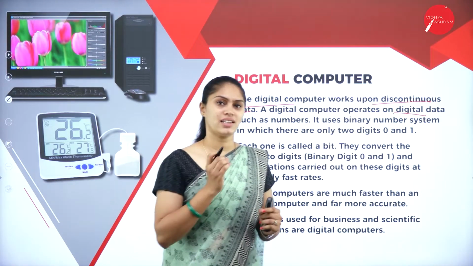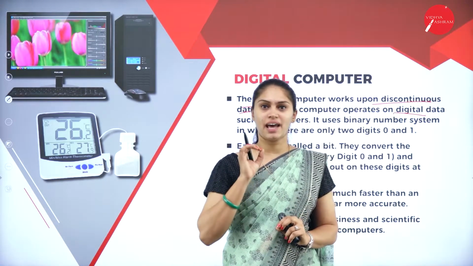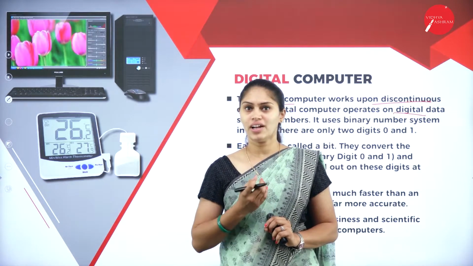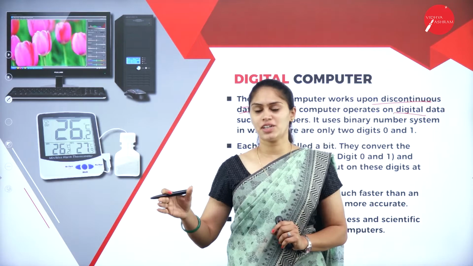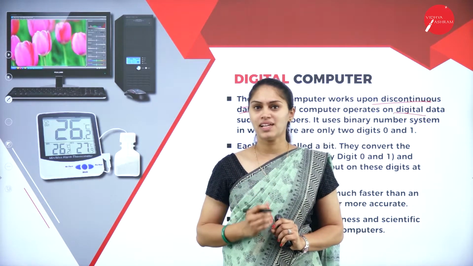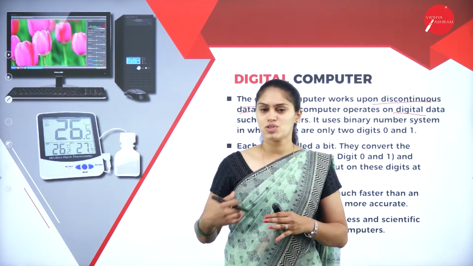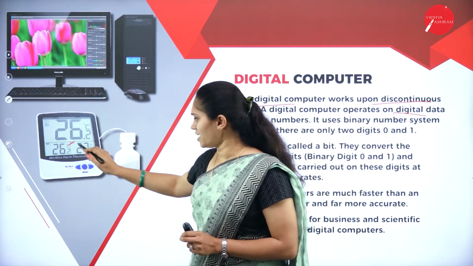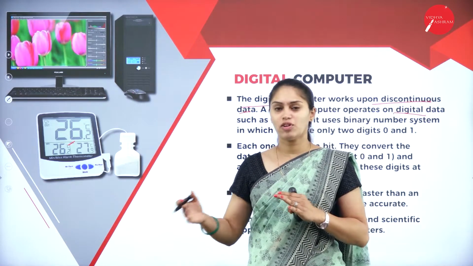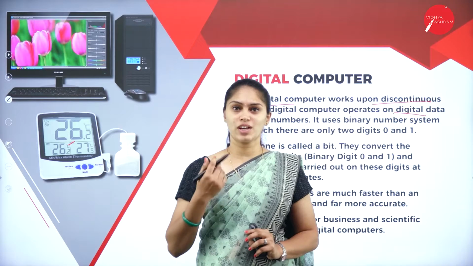If it is 0, that is represented as off. If it is 1, that is represented as on. Whatever value I give as input will be converted into zeros and ones, and based on that it will perform its operations. That means it is handling the data in a binary manner. If I give 27 or 26 here, that 26 will be converted into a machine-understandable form, that is, zeros and ones.